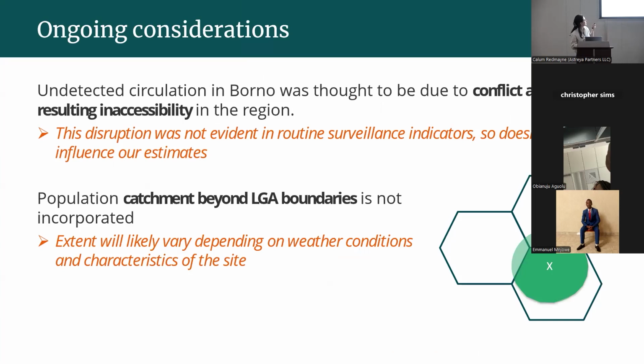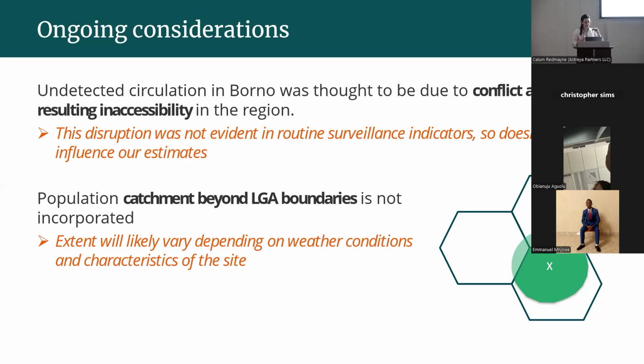So there's a couple of elements that still require a bit more consideration. In particular, pointing out that in this case, the re-emergence of wild poliovirus in the Northeast was retrospectively attributed to conflict and inaccessibility in that area at the time. But this disruption was not actually evident in the indicators of surveillance performance that we were looking at, and so actually doesn't factor into our estimated sensitivity of surveillance, which is a whole separate rabbit hole to go down to understand what the reasons behind that might be.